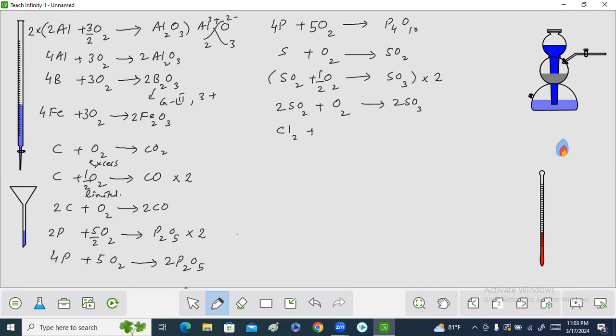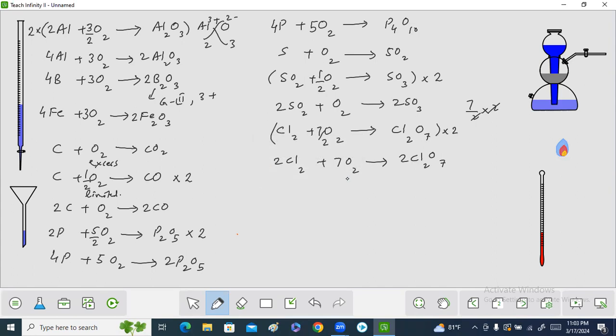Chlorine can also react with the oxygen to form chlorine oxide. So this is Cl2O7. You have 2 chlorine on the left hand side, 7 oxygen on the right hand side. So you can make 7 by 2 here. So to make it a whole number, you can multiply with the 2 coefficients. So this is 2Cl2, 7 by 2 times 2. You can cancel 2, 2, and this is 7O2, 2Cl2O7. So this is the balanced chemical equation in which the chlorine reacts with the oxygen to form oxide.